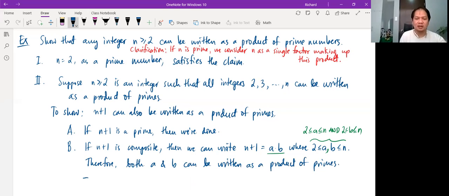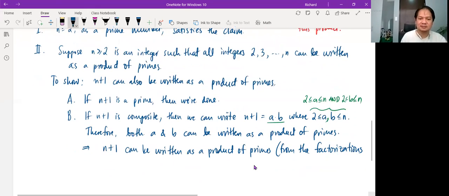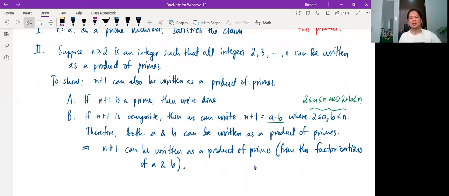All right, therefore, n plus 1, because it is A times B, can be written as a product of primes from the factorizations of A and B. All right.